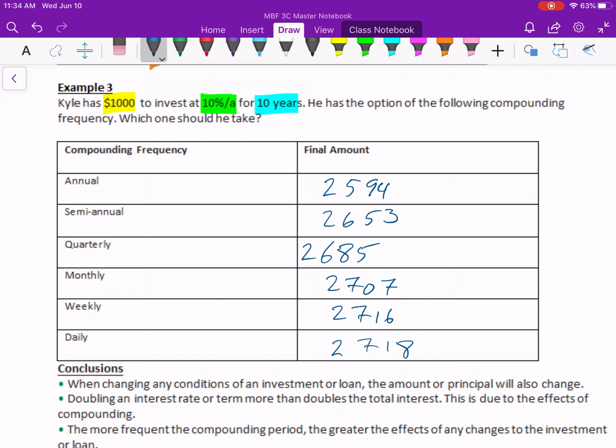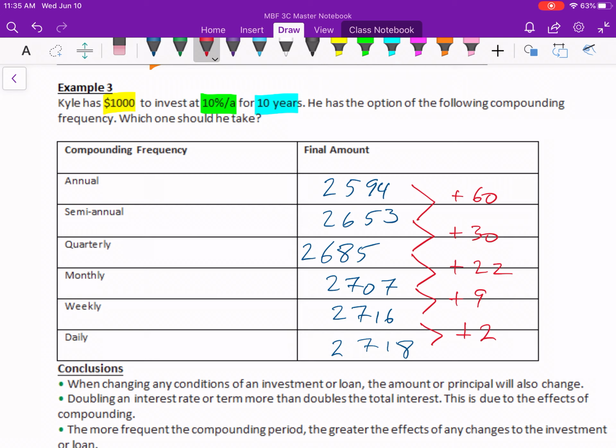So let's just take a look down this column. We started $2,500, $2,600. It jumped up by about $60, going from annually to semi-annually. Now I'm just going to ballpark it here. So it jumped up by about $60 here. It jumped up by about $30 here. Jumped up by, what, 15, let's call it $22, I guess. Jumped up by about $9 and then increased by $2.